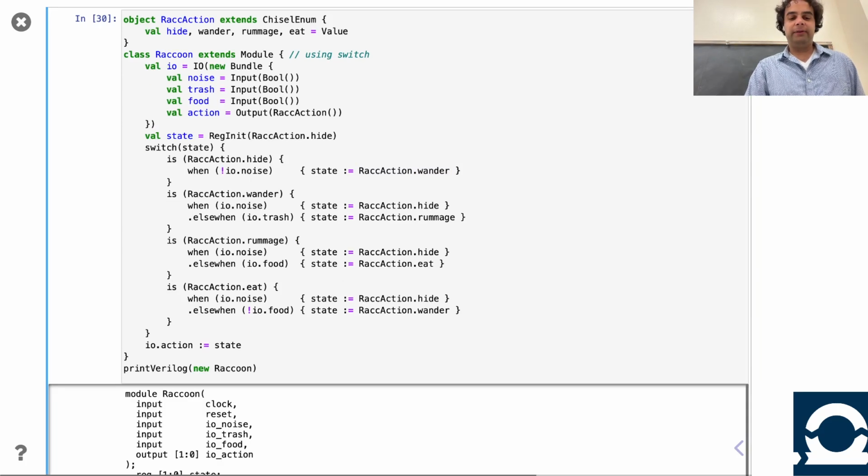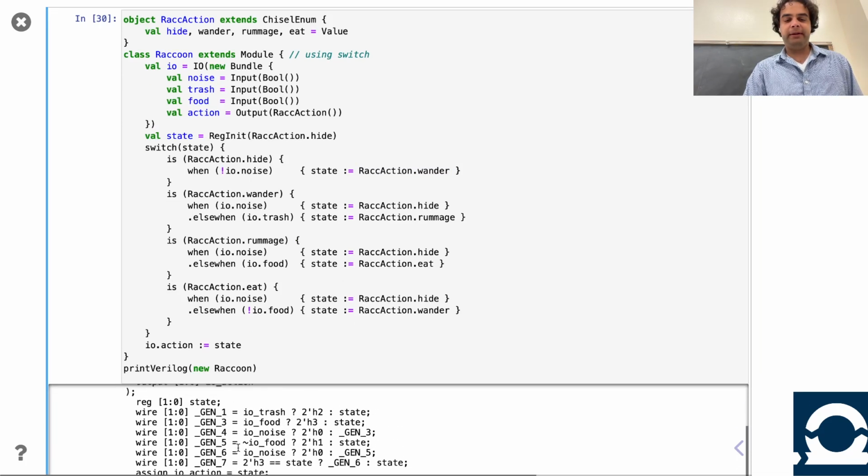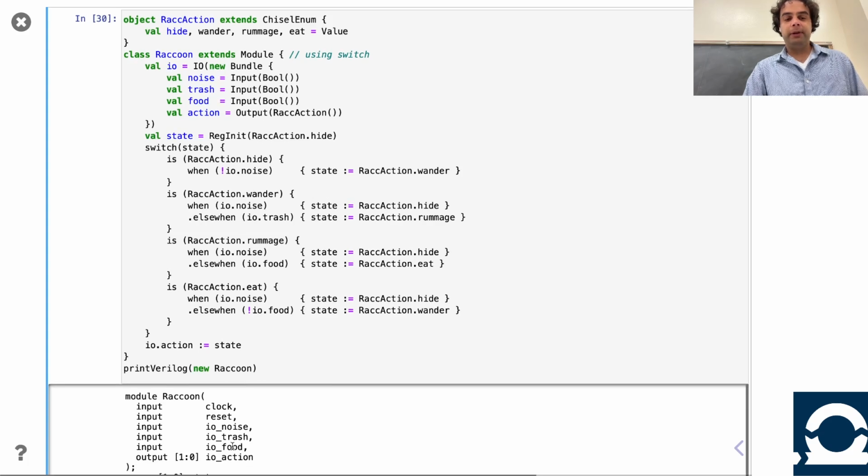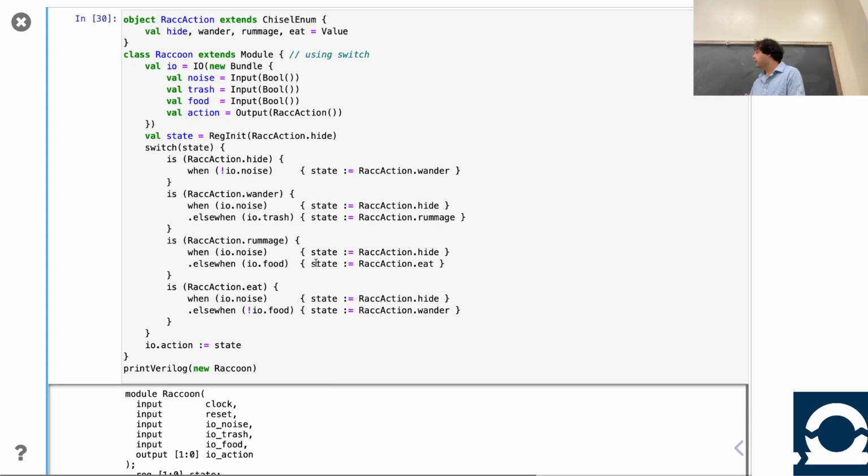Cool. And I can print Verilog. The Verilog is going to be not exactly the same because of the way Chisel maps things, but performance-wise, indistinguishable. Cool. Other questions?